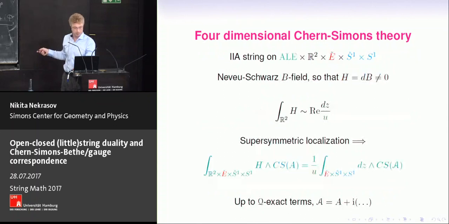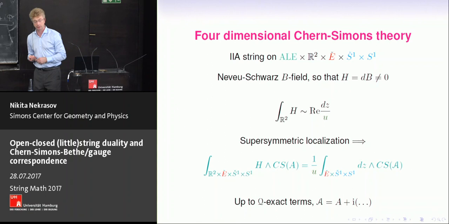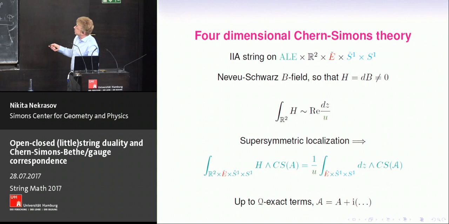And then by some kind of supersymmetric localization, this Chern-Simons term has to be supplemented by other terms to make this whole thing supersymmetric. After all, the D-brane configurations which we use preserve supersymmetry. And so this R2 piece is the one on which the omega deformation was non-trivial. So by localization, you will end up with the Chern-Simons term of the form that Kevin was talking about.